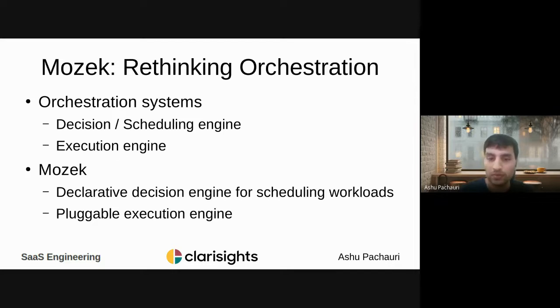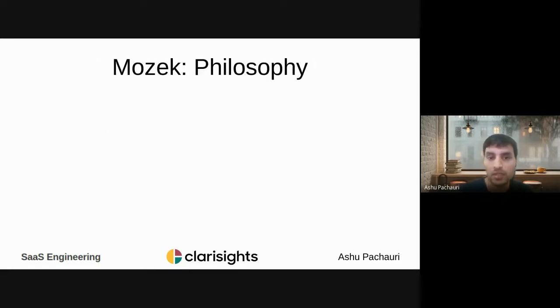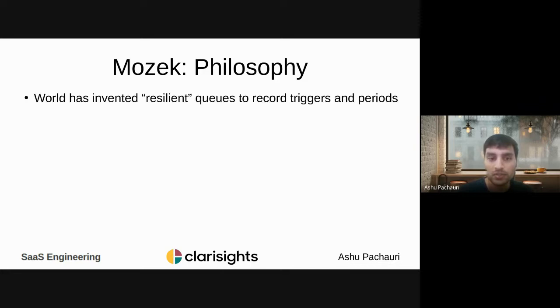For example, if we want to run a particular set of tasks, we can still just offload it to some existing execution engine. But as long as the decision engine is smart enough to make sure all of these semantics are provided for, then our problem is solved. So this is exactly what Mozek is. It's a homegrown decision engine that we have written for orchestrating data pipelines at Clarisights to solve all the problems that I was mentioning earlier. So what is the underlying philosophy of Mozek?